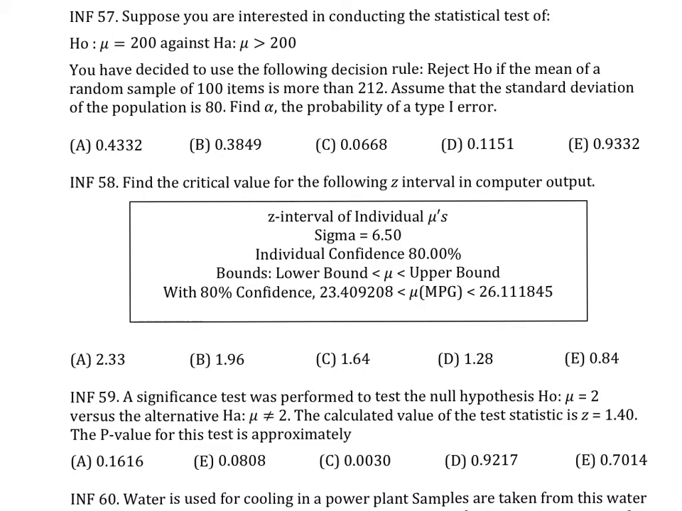In problem 57, we want to find alpha. Alpha is the level of significance. It's also a type 1 error. Type 1 error is the probability of rejecting H0 given that H0 is true. Okay, you don't want to reject a true hypothesis.